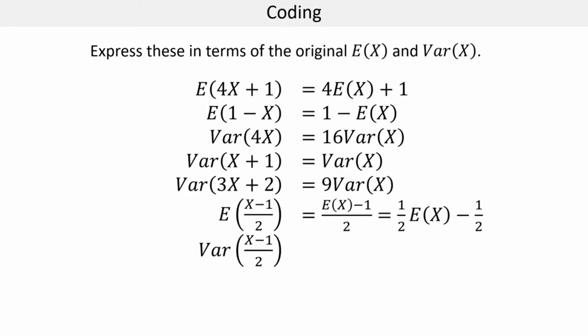Sometimes there are equivalent forms of a correct solution. Here's 2 of them. On this one, just being careful, I've rewritten the inside of the bracket as 2 fractions. I can ignore the subtracting a half, and the coefficient of x, the half, needs to be squared as it comes outside of the bracket, leaving us with a quarter variance of x.